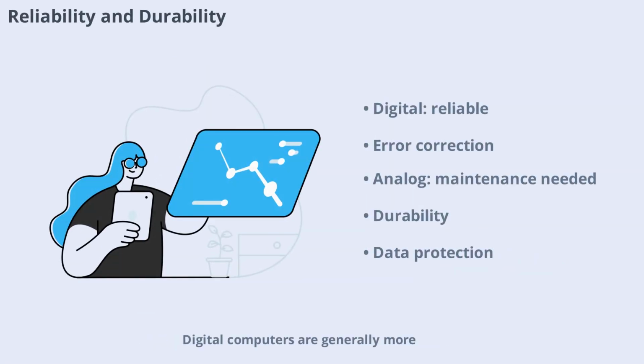Digital computers are generally more reliable and durable than analog computers. Their standardized components and error correction features help prevent failures and data loss. Analog computers, with their moving parts and sensitivity to environmental factors, require more maintenance to stay in top condition.